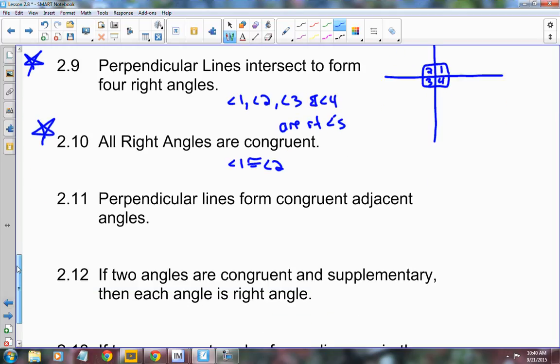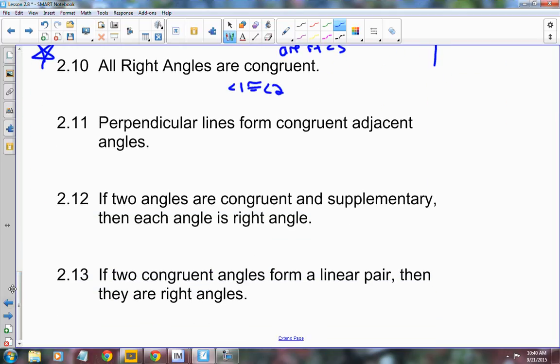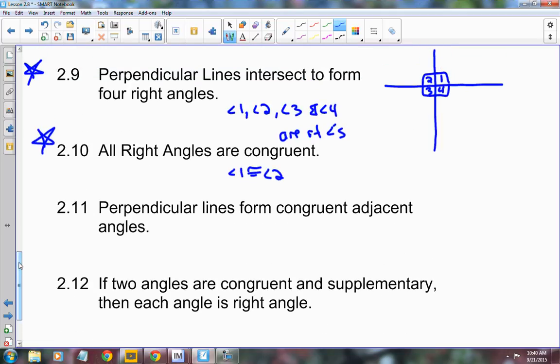Now the next ones we don't really use quite as much. Perpendicular lines form congruent adjacent angles. Well, if you go back and look at here, perpendicular lines form 4 right angles, right? Well, right angles are congruent and they are adjacent, okay? So it's kind of common sense. So if you have perpendicular lines, you get congruent adjacent angles.